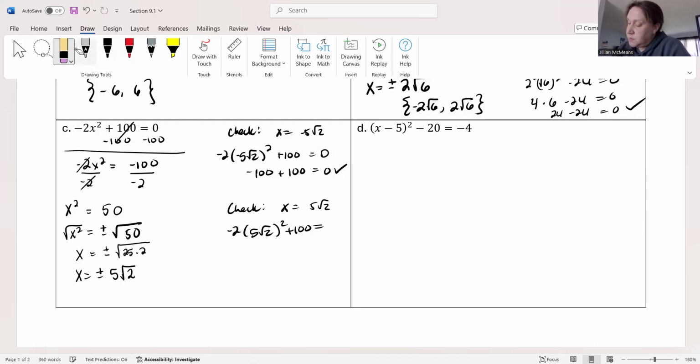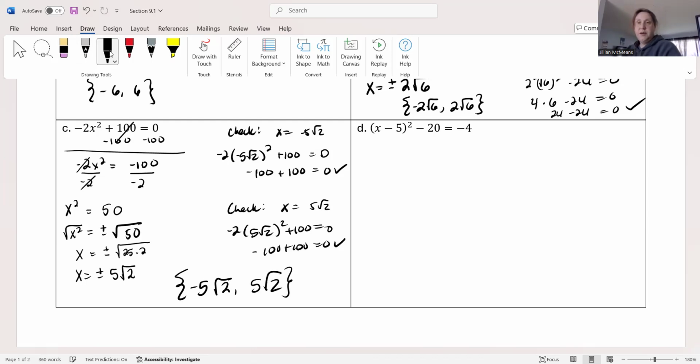That's supposed to just be a 0. So we get negative 100 plus 100 equals 0. Everything checks out, and we would say our final answer is negative 5 square root 2, 5 square root 2. Okay, so if you want to go back and officially check your solution, pause the video, go back and just double check that negative and positive 5 square root of 2 plugs in and you get a true statement.